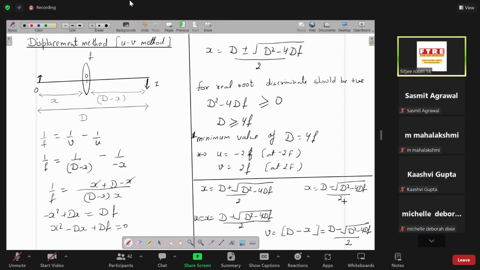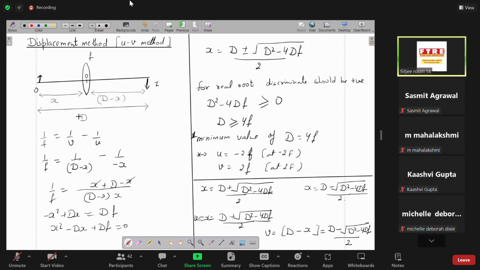That means if I take d minus under the root of d square minus 4df by 2 as my object distance, then the image distance will come out to be d plus under the root of d square minus 4df by 2. So it gives that for the given separation d, which is more than 4f, between the object and the screen, we will get two positions of the lens.